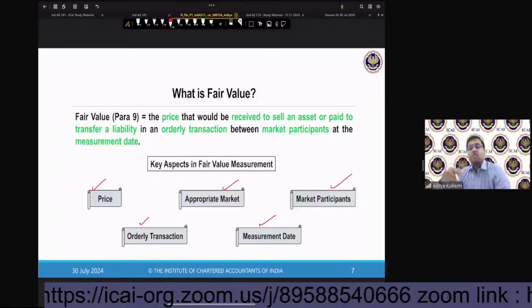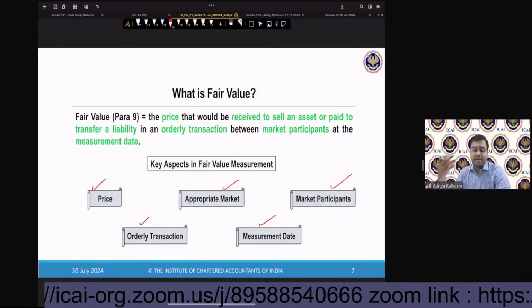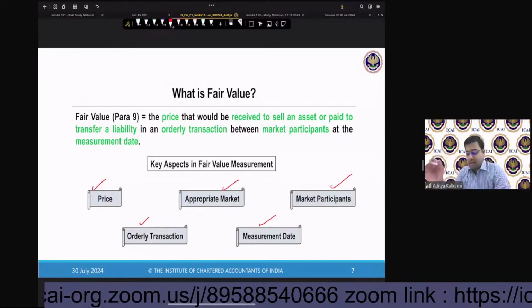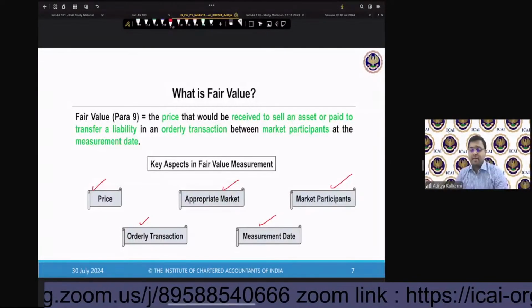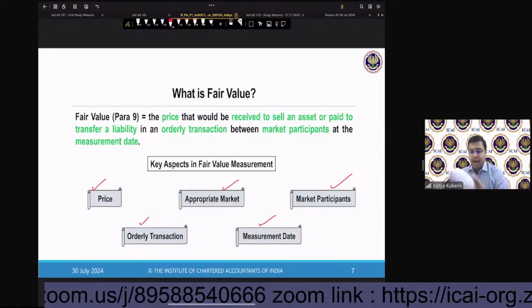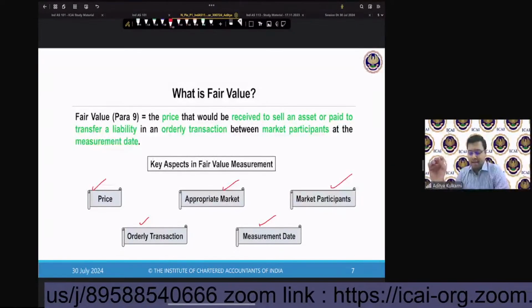So how much do I have to pay to transfer, or how much do I have to receive to transfer an asset? That is the meaning of price. So when we talk about price, it means the exit price. And in which transaction? In an orderly transaction.